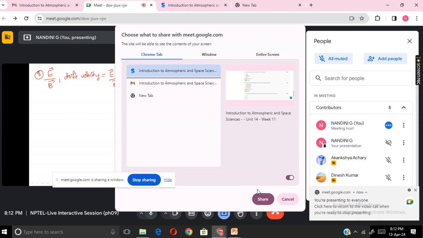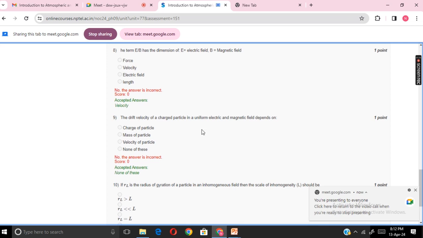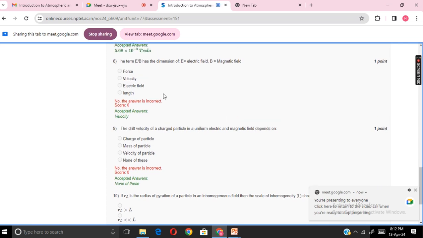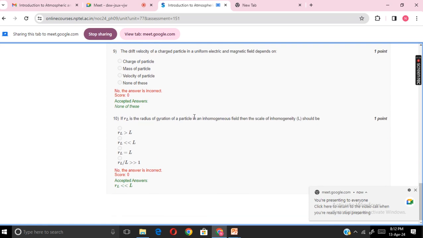That is the answer. So that is the easy way to do this, since we know E by B is drift velocity, so it basically has the dimension of velocity. Now the ninth question. The drift velocity of a charged particle in a uniform electric and magnetic field depends on.